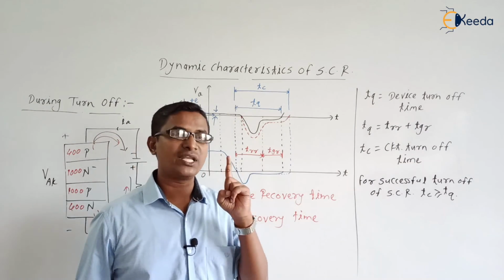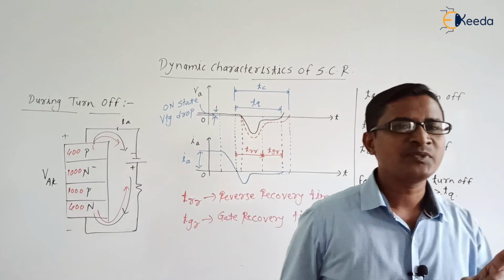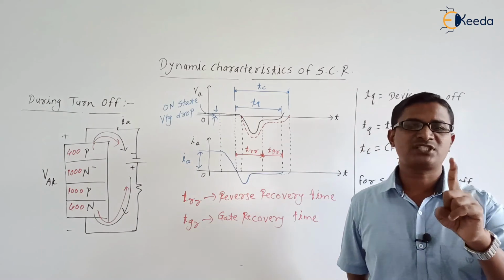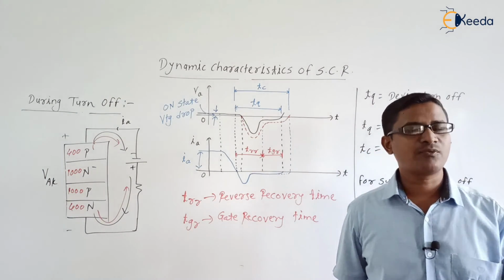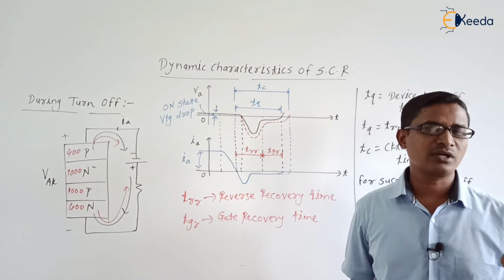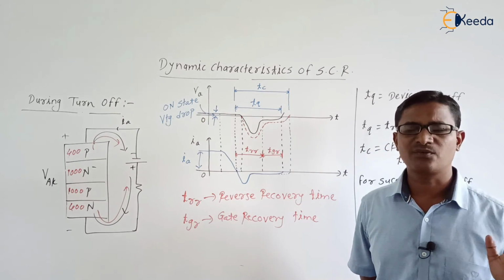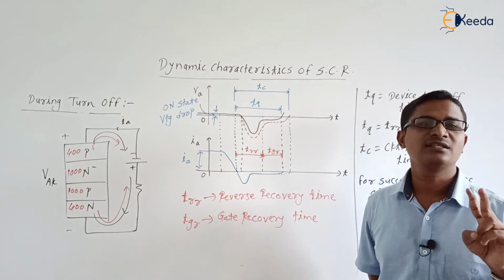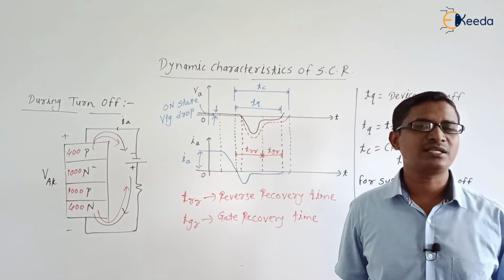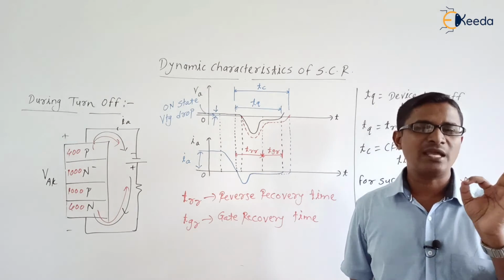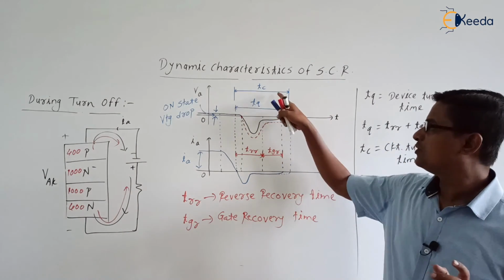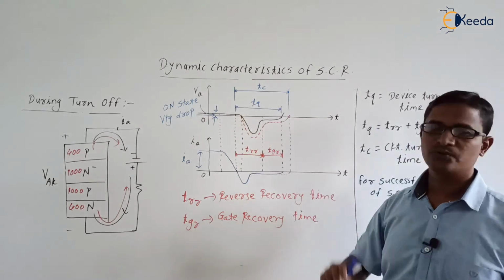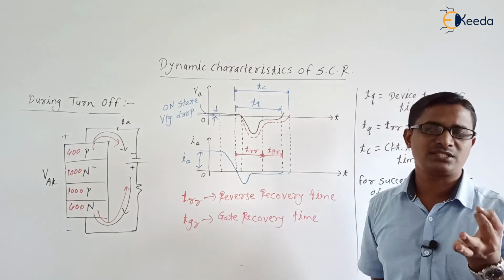So very important, how to turn off the SCR. In order to turn off the SCR, the very first step is to reduce the anode current value to be less than or equal to the holding current value. Anode current should be less than or equal to the holding current value. Second, we need to maintain the reverse voltage across the SCR for the time TC, that is the circuit turn off time, which is greater than or equal to TQ.